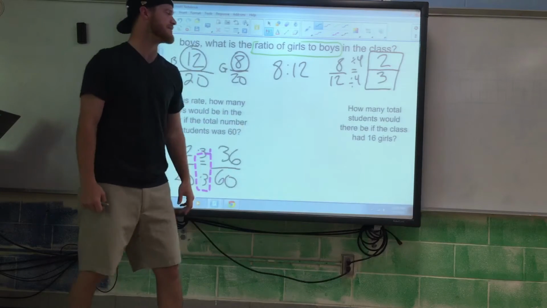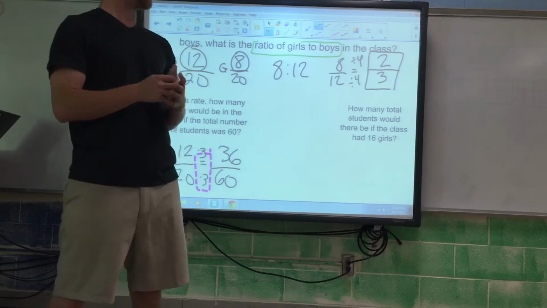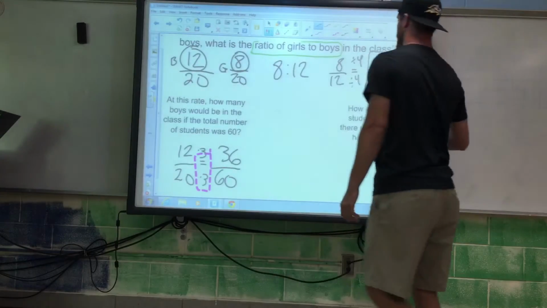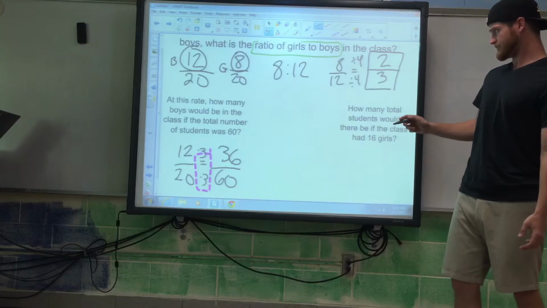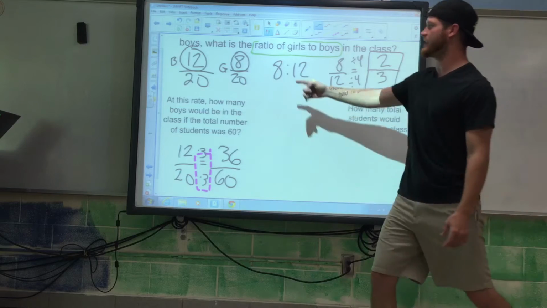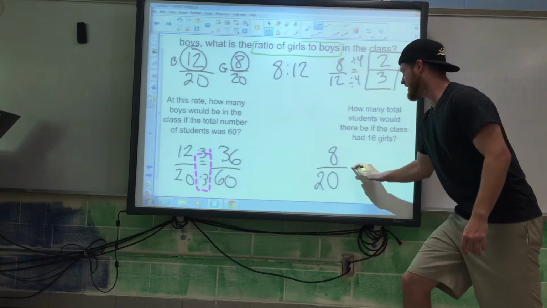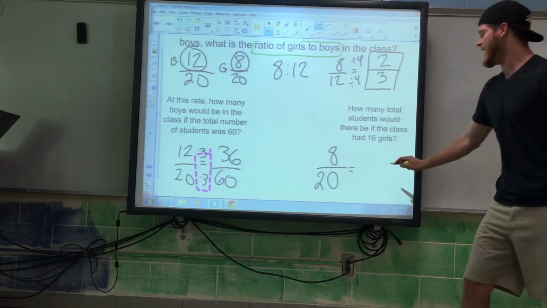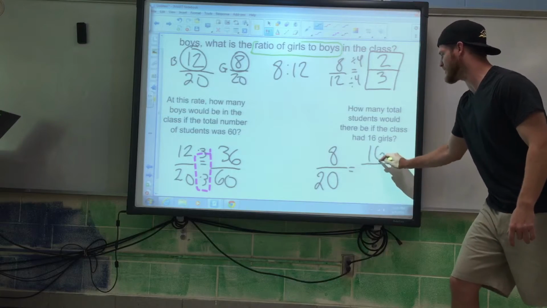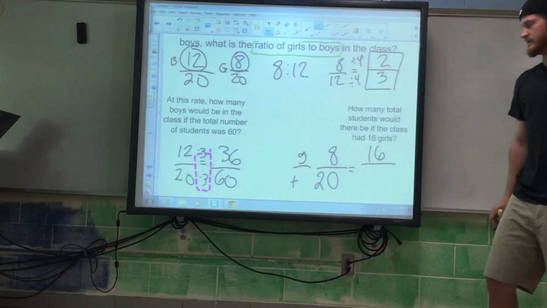Let's look at this problem over here. How many total students would there be if the class had 16 girls? Well, let's look at it. Right now we have 8 out of 20 students who are girls. So if 8 out of 20 are girls at the same rate, how many total kids will there be if 16 are girls? So 16 would go on top because this is girls over total number of students.